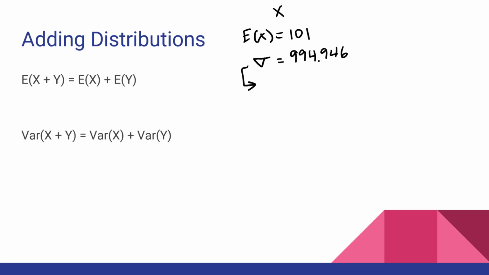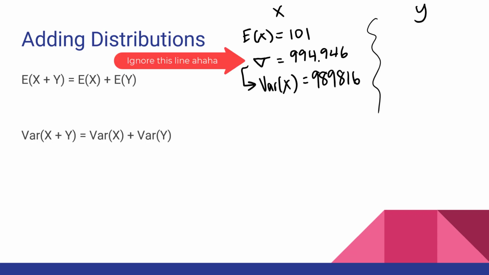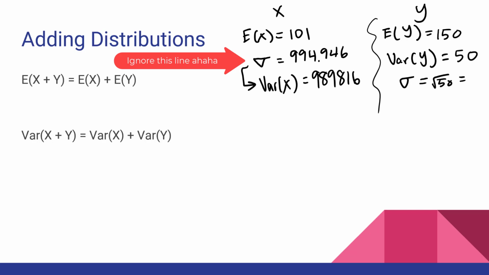Normally you wouldn't notate it directly as sigma, you would notate it as the variance of variable X is equal to 989,816. Now we have insurance policy Y. Let's say the expected payout for this one, so E of Y now, is equal to $150, and then the variance of this distribution Y is equal to 50. So that would make our sigma the square root of 50, which would be 5 root 2.